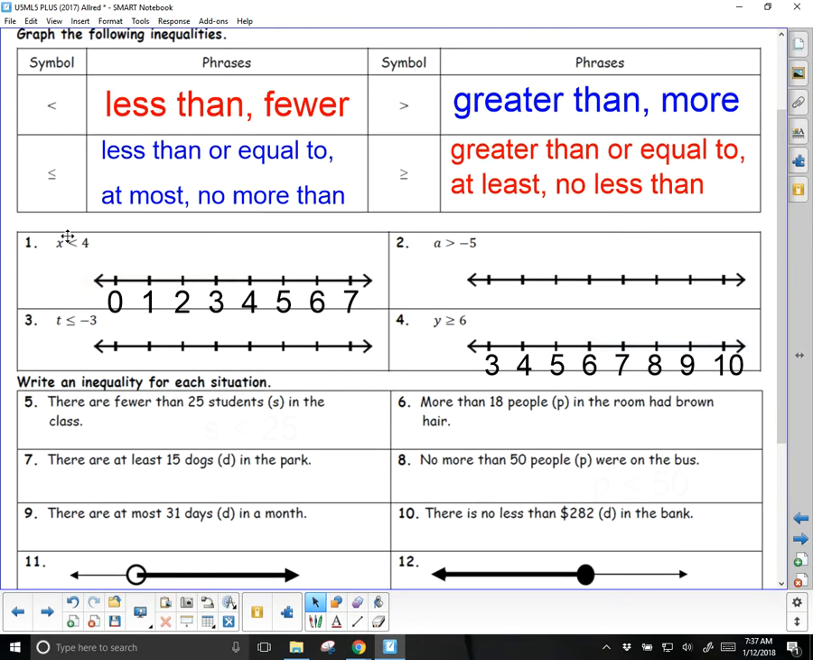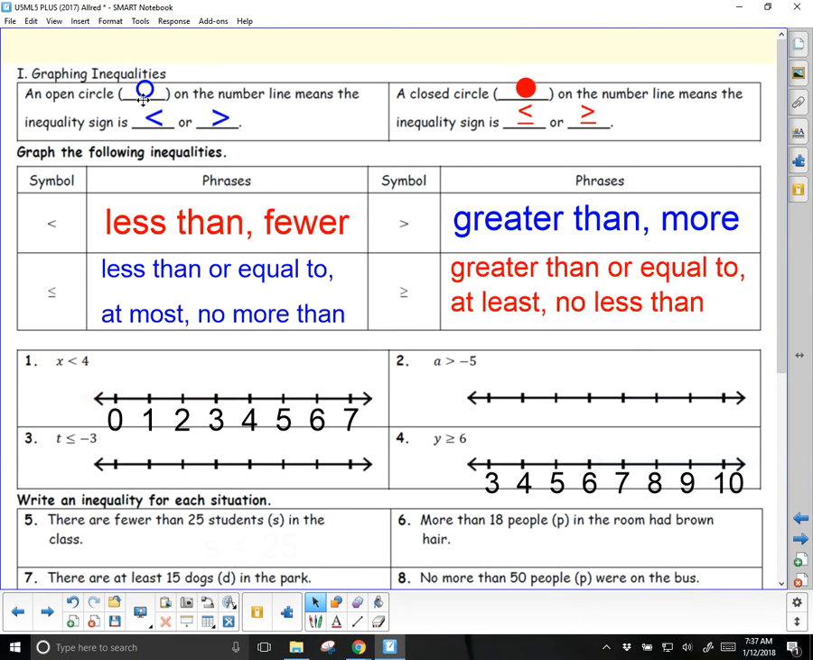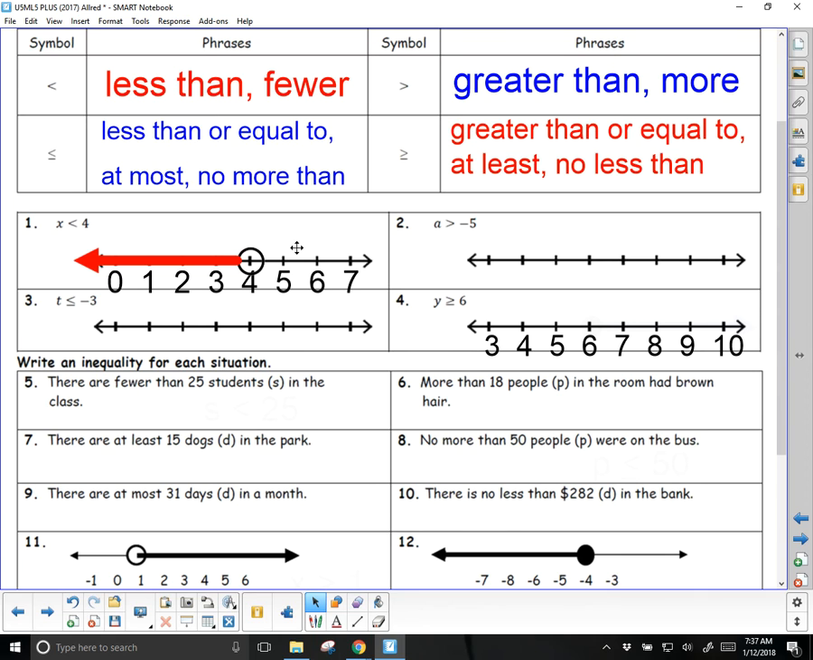If I wanted to graph x is less than 4, remember if it's just less than, we need an open circle, and less than means all the numbers less than 4 are going to get graphed, so we draw an arrow to the left. Less than means left, so we are going to draw an arrow to the left, an open circle, and that says that x is less than 4.